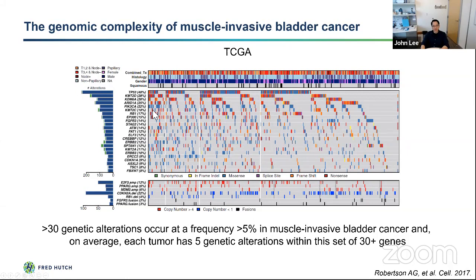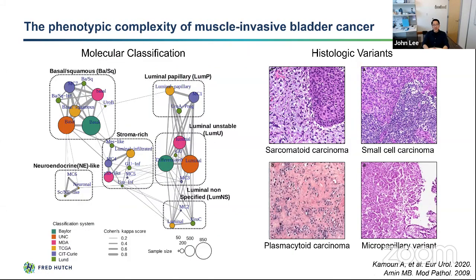And if one were to tabulate the number of genetic alterations that occur in each of these tumors, you'd find that over 30 genetic alterations occur at a frequency of greater than 5%. And on average, each tumor has maybe about 5 genetic alterations within this set of 30 genes. And so that's the genotypic complexity, and then we think about the phenotypic complexity.